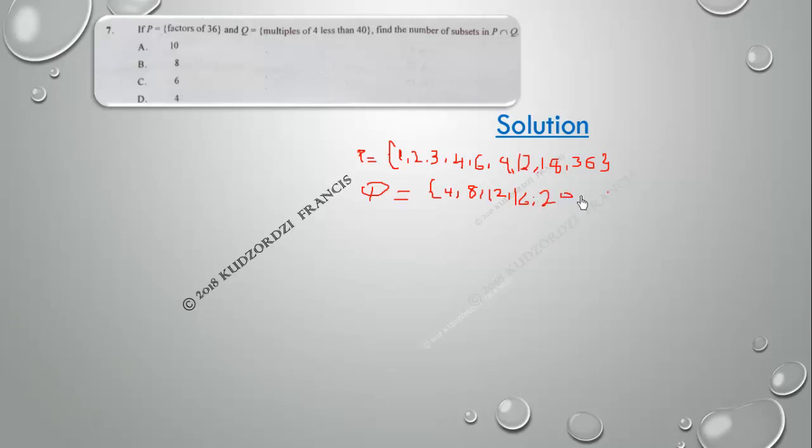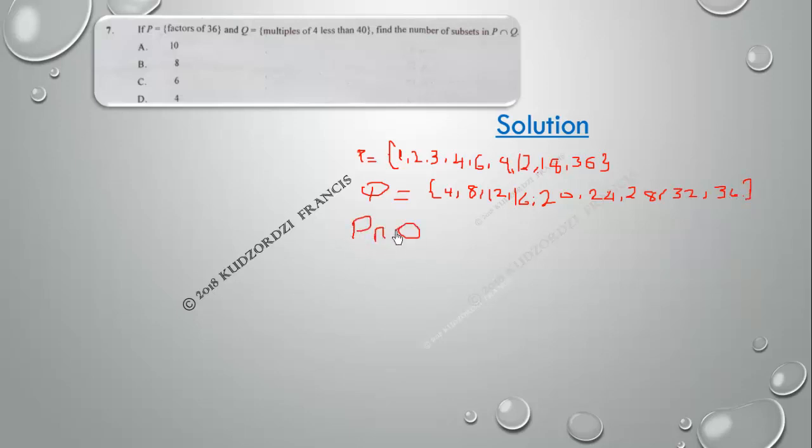Now we have this, so we need the factors of P. We need the set P, which is the factors of 36. We have 1, 2, 3, 4, 6, then 9, 12, we have 18, then we have 36 itself. Then we also list the multiples of 4 that are less than 40. So we have 4, 8, 12, 16. Then we also have 20, then 24. Then we have 28, then 32, then 36 as the last one.